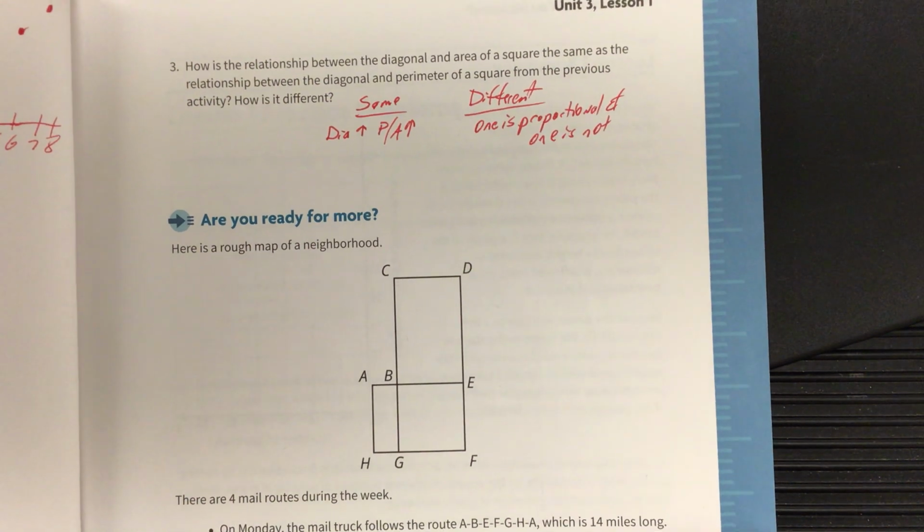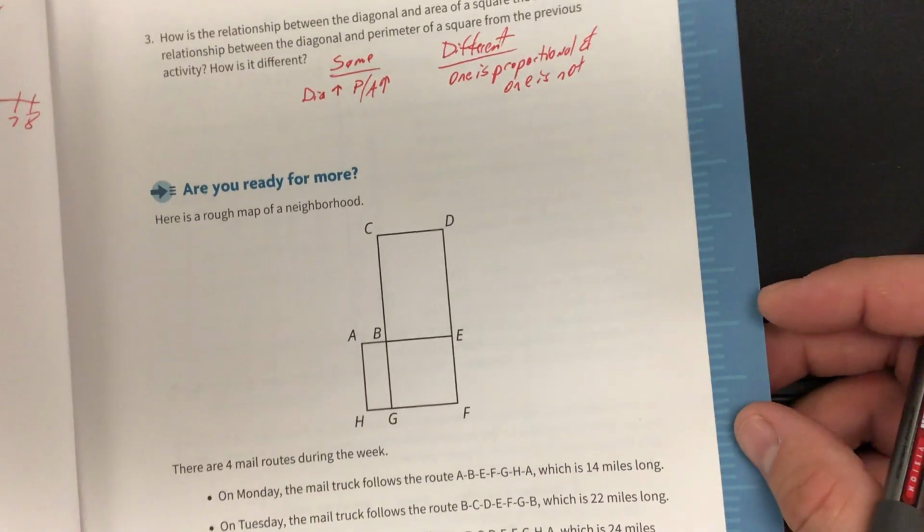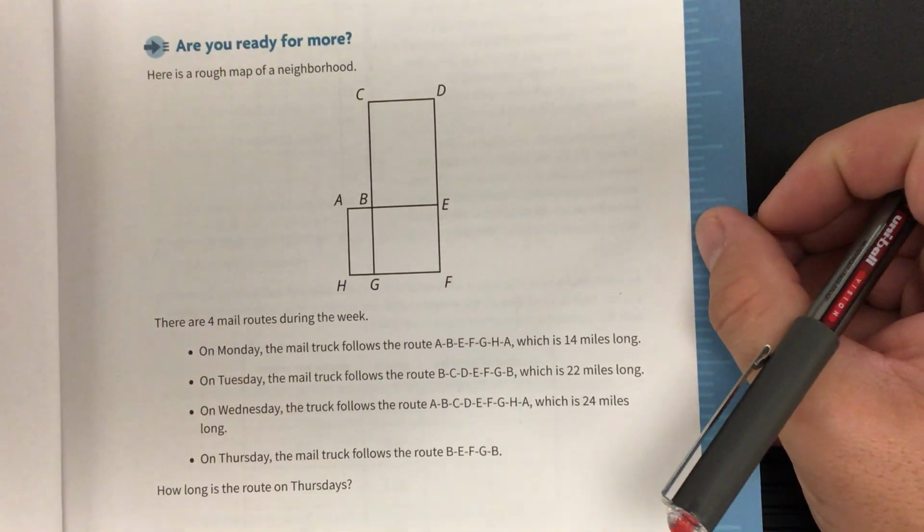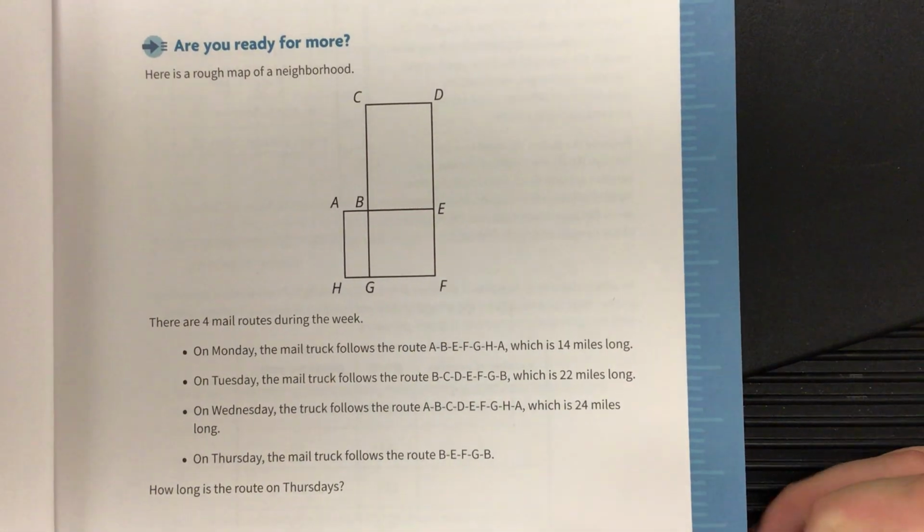All right, so just know that diagonal and perimeter is proportional, diagonal and area is not. Last question we're going to discuss.